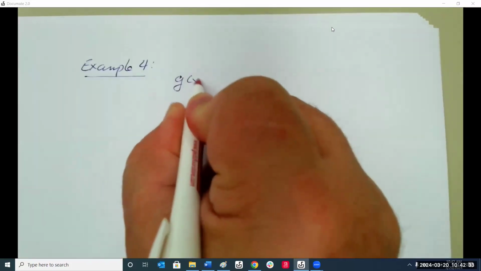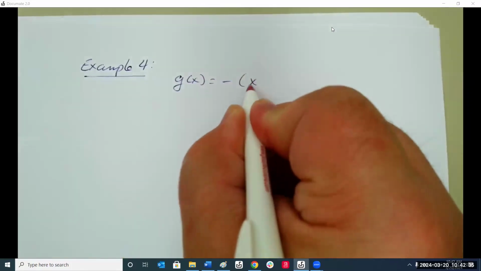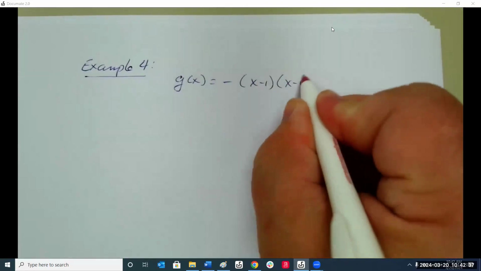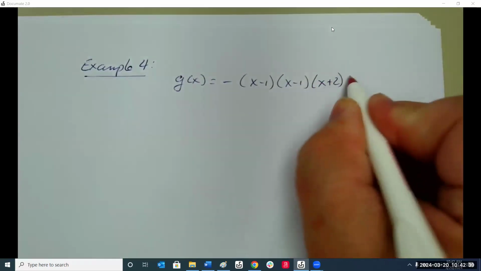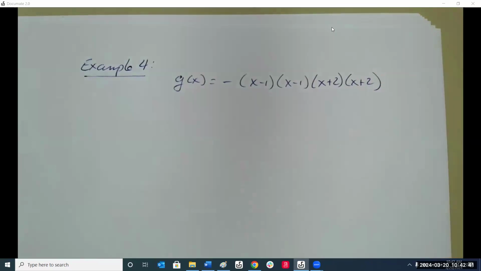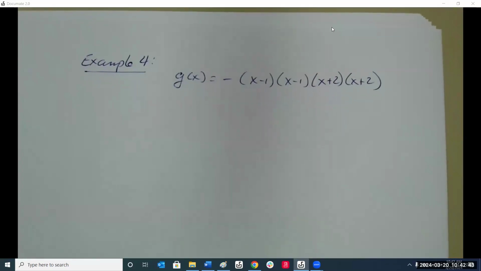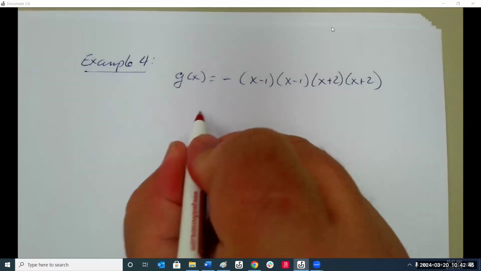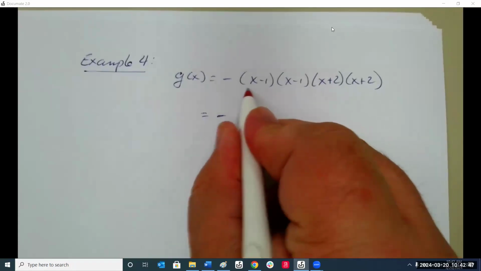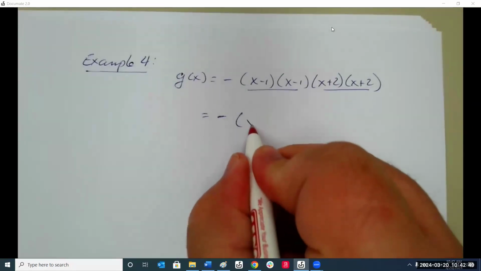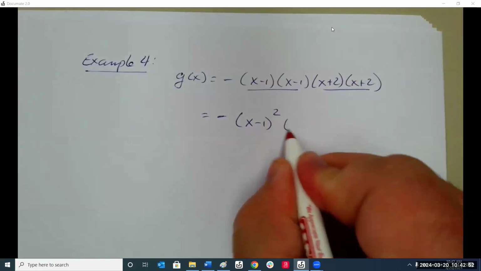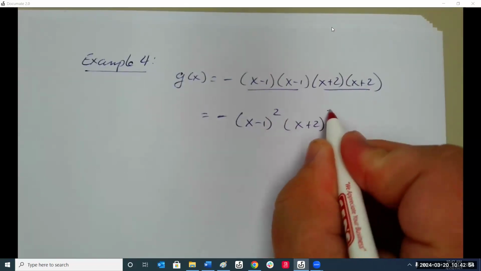Let's look at example 4. G of x equals -x minus 1, x minus 1, x plus 2, x plus 2. We can combine all these because they're the same. So x minus 1, we have 2 of those. X plus 2, we have 2 of those.